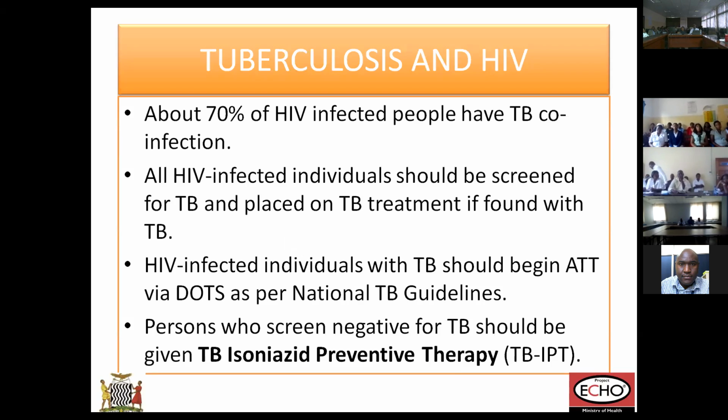Now, when it comes to tuberculosis and HIV, we know that about 70% of HIV-infected people have TB co-infection. And then all HIV-infected individuals should be screened for TB and placed on treatment if found to have TB. HIV-infected individuals with TB should begin ATT via DOTS as per national guidelines. Then persons who screen negative for TB should be given isoniazid preventive therapy, abbreviated as TB-IPT.